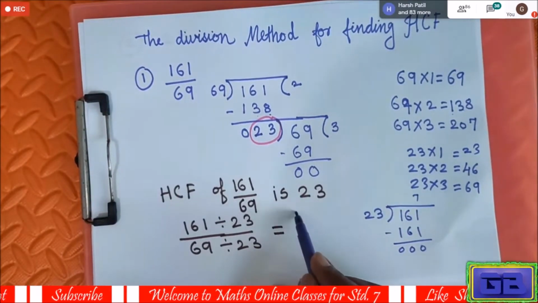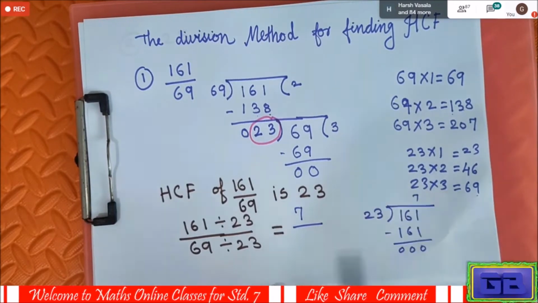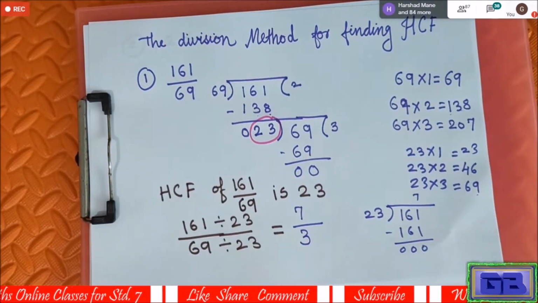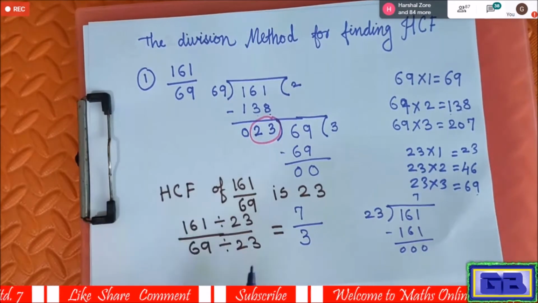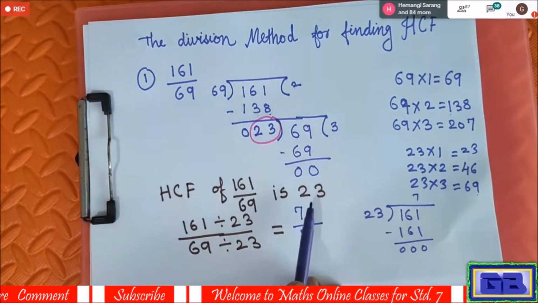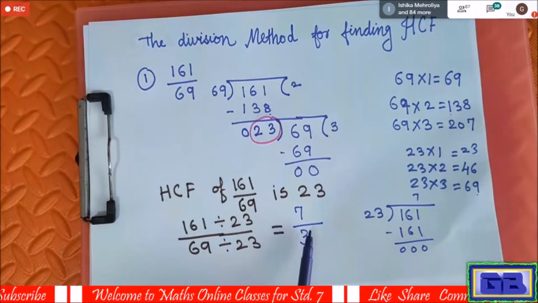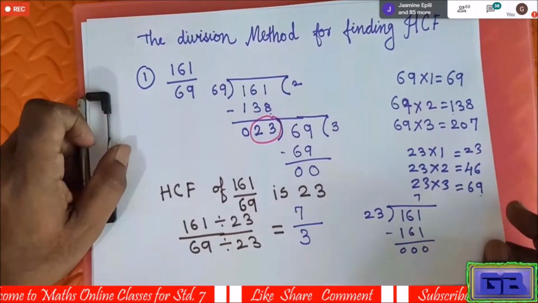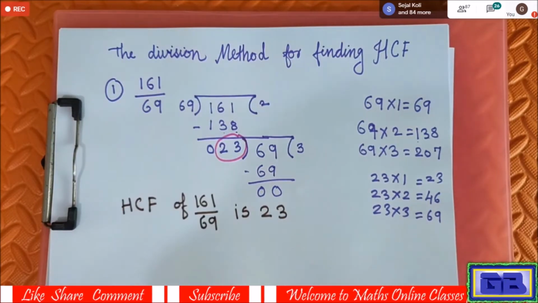So here 7 will come, and we know 23 threes are 69. It means 3. So this is the reduced form of the given number, or we can say the simplest form. Whatever HCF you get, by that number you have to divide and you will get the reduced form. Written? We will take one more example so that you will understand properly.